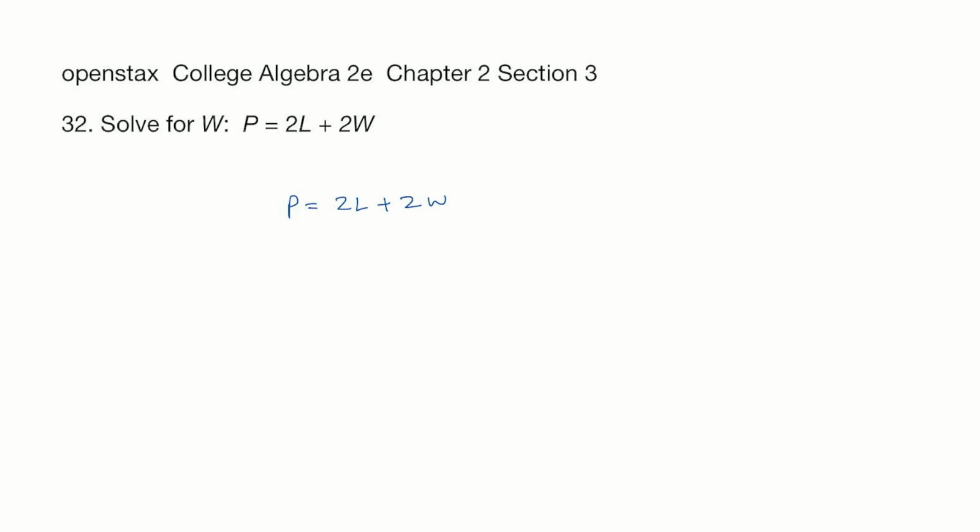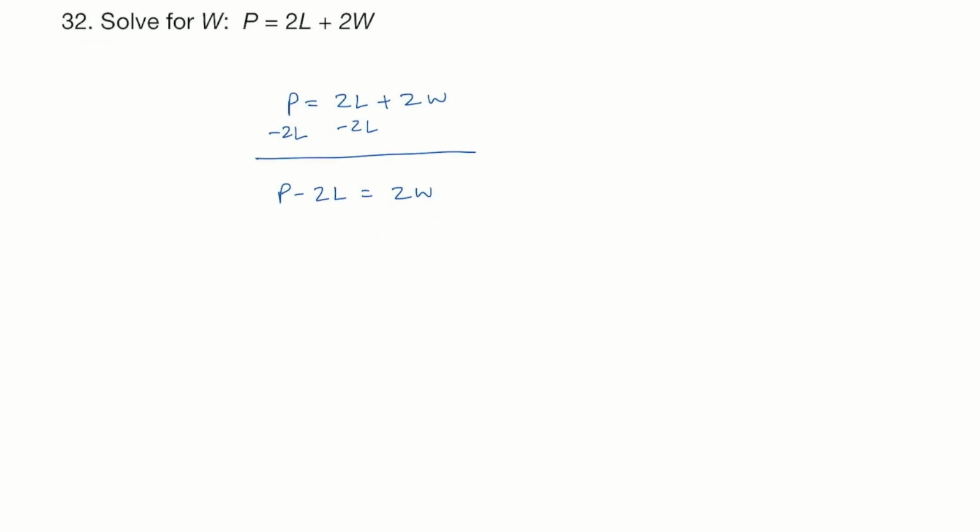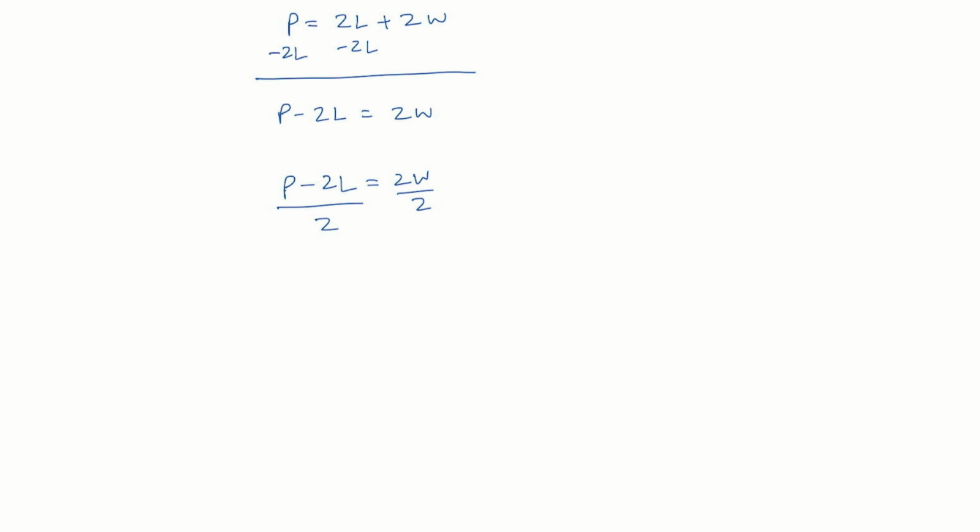Our goal is to make it say W equals. So we need to subtract that 2L from both sides. This gives us P minus 2L is equal to 2W. Now all we need to do is divide everything by 2. So divide this side by 2 and that side by 2.